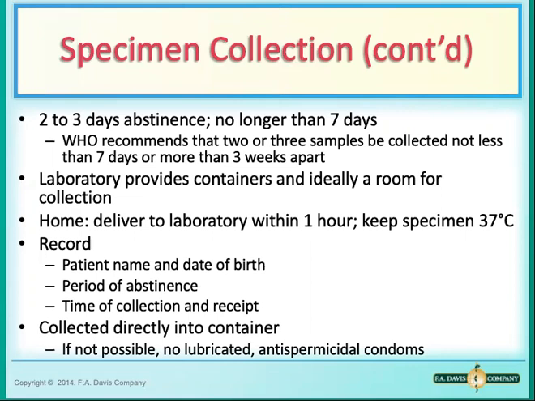Also, when you receive the sample in the laboratory, the laboratory professional has to record the patient's name and the date of birth, which is very, very important, and the period of sexual abstinence and the completeness of the specimen. Any difficulties with the collection should be recorded as well. Specimens that are waiting to be analyzed should be kept at 37°C.